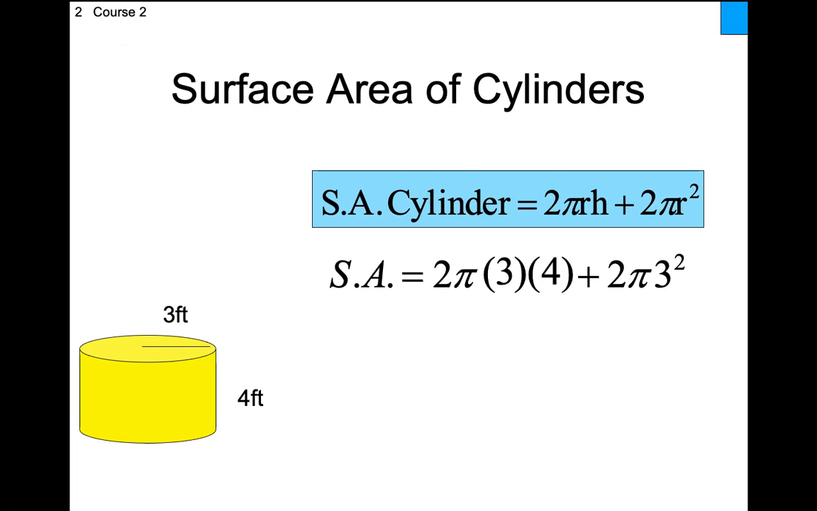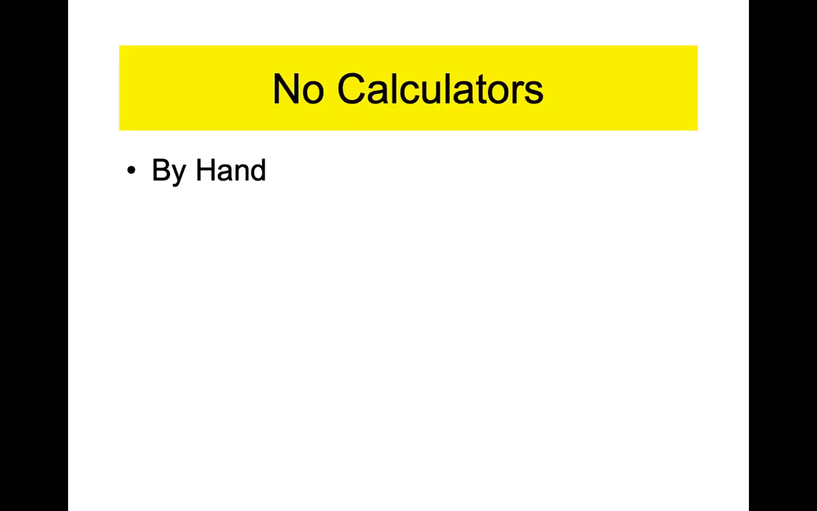PEMDAS, what do we do first? Okay, so 3 squared is 9. And 9 times 2? 18. So that's going to give me 18 pi. 3 times 4? 12. Times 2? 24. All right, so 24 pi.